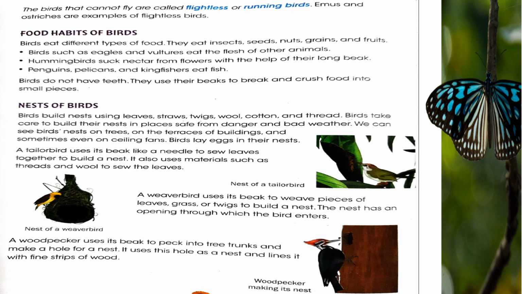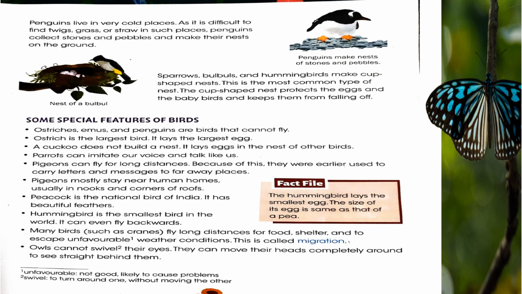A woodpecker uses its beak to peck into tree trunk and make a hole for a nest. It uses this hole as a nest and lines it with fine strips of wood. Penguins live in very cold places, as it is difficult to find twigs, grass, or straw. In such places, penguins collect stones and pebbles and make their nest on the ground. You can see in the image how penguins make nest of stones and pebbles.